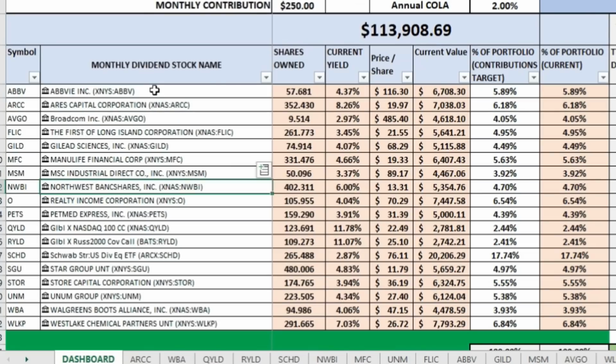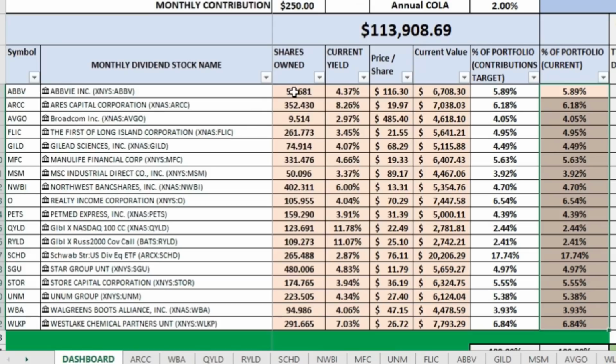So you've got all the different holdings here: AbbVie, Ares Capital, Broadcom, First of Long Island, Gilead Sciences, Manulife Financial, MSC Industrial, Northwest Bancshares, Realty Income, PetMed Express, Global X NASDAQ 100, Global X Russell 2000, Schwab US Dividend Equity ETF, Star Group, STORE Capital, Unum Group, Walgreens Boots Alliance, and Westlake Chemical Partners here. And right over here, you can see the current portfolio weighting of all these different holdings.